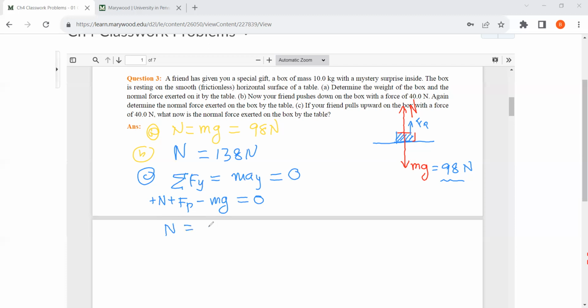So N will be mg minus Fp. We already know that mg is equal to 98 Newton and Fp equals 40 Newton, and that means it is equal to 58 Newton. So the normal force in this case is 58 Newton. You see that depending on what other forces act on the object, the normal force could be different. But the important thing to remember is that if there are only the gravitational force and the normal force, then the normal force is equal to the gravitational force.